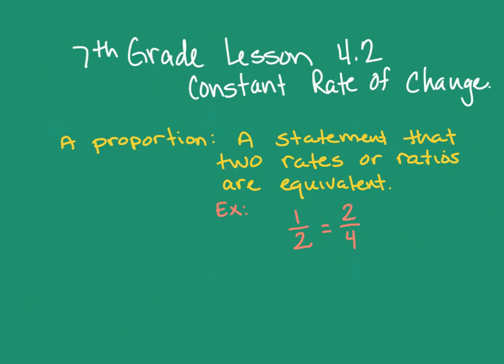So first vocabulary I want to cover is a proportion. A proportion is a statement that two rates or ratios are equivalent. So here's an example that 1/2 is the same thing as 2/4. If I have a pizza and I cut it into half and get to eat one of those, is it the same thing as if I have a pizza, same size, cut it into 4 equal pieces and get 2 of them? Yes, that's the same amount. It's just cut differently. They are an equal ratio.